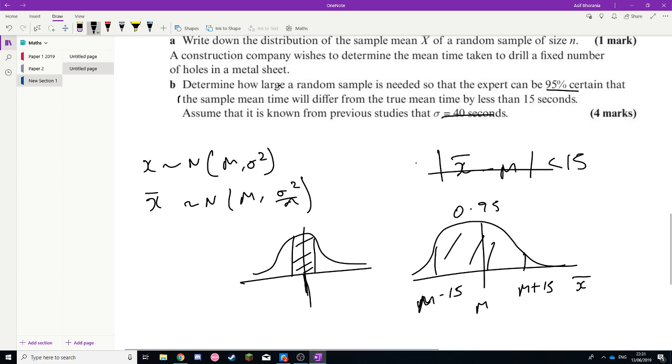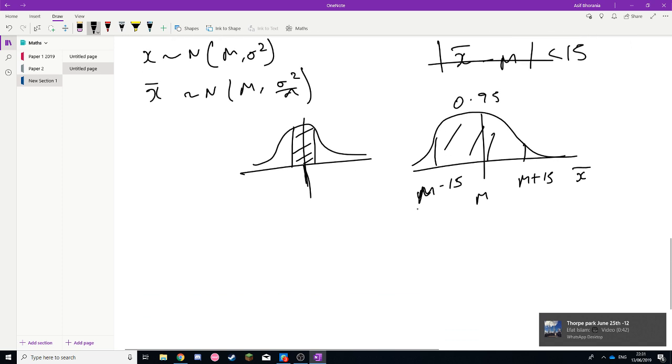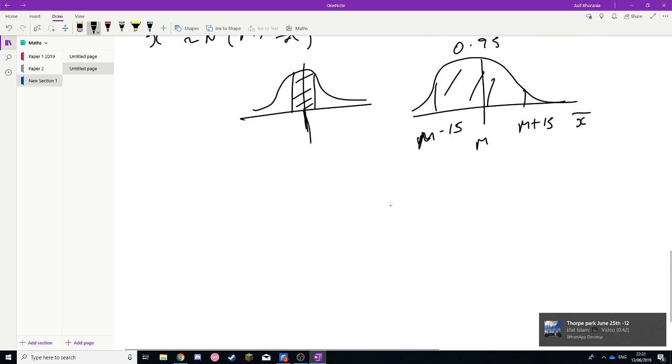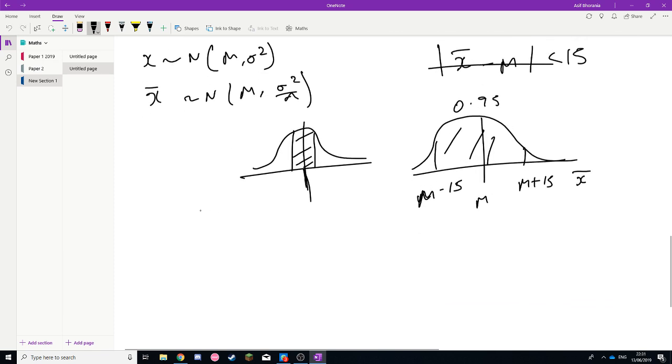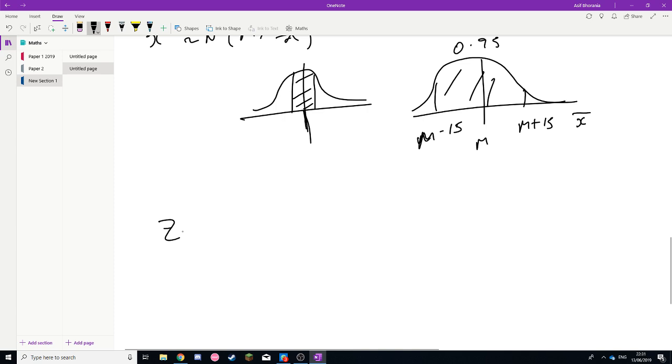If that's 0.95, we know that this must be half of that. So what do we have? Mu. We know the standard normal. Mu plus 15 minus mu over the standard deviation is equal to the z value. That's fine, this is right.